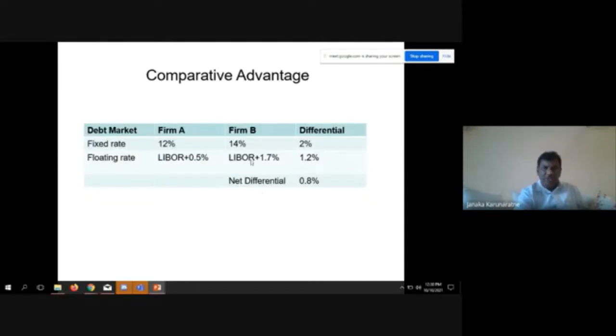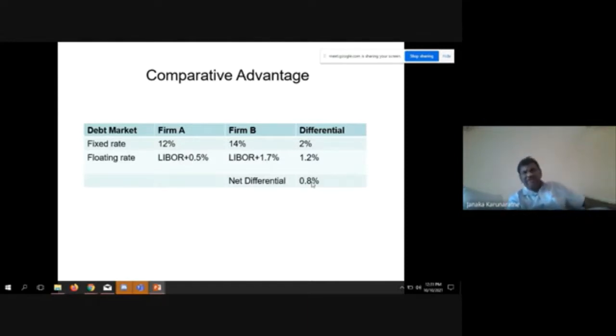This is another question. You can work it out at home, and we can discuss next week. Firm A can borrow in the fixed rate market at 12% and the floating rate market at LIBOR plus 0.5%. Firm B, probably a higher risk company, can borrow at 14% in the fixed rate market and in the floating rate market at LIBOR plus 1.7%. So the differential is 2% and 1.2%. The net differential is about 0.8%.